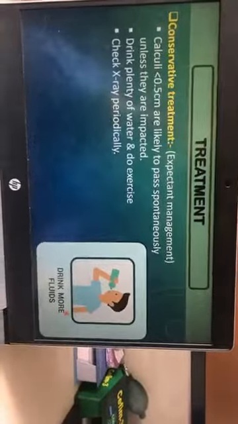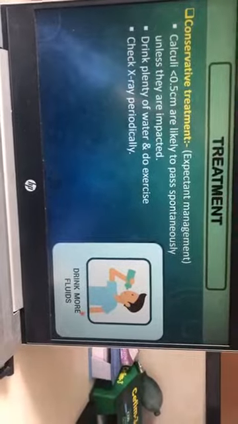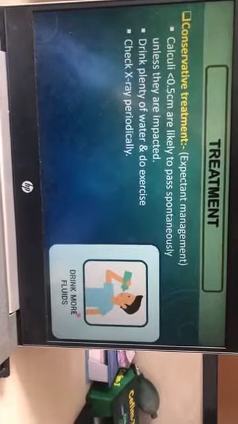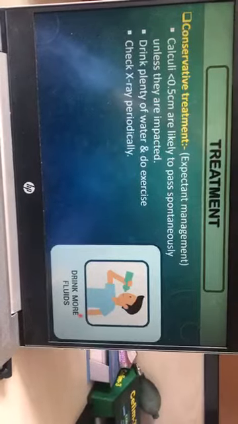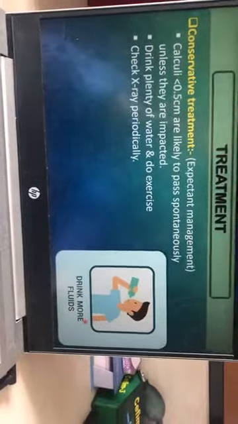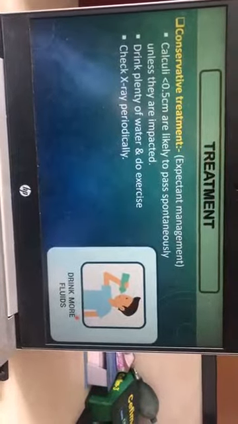So the treatments: conservative treatment, that means expectant treatment. Whenever the stone calculi are less than 0.5 centimeter, they are likely to pass spontaneously unless they are impacted. Drink plenty of water and do exercise. Check X-ray periodically.